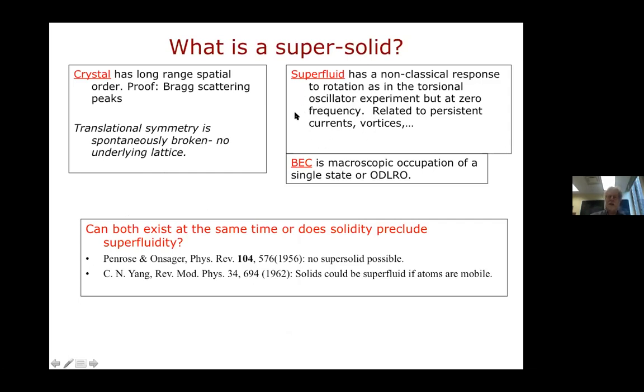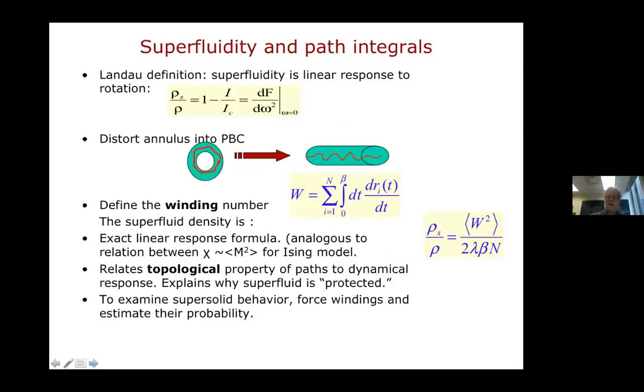And the question is whether you could get both things at the same time. Penrose and Onsager thought that that was not possible. But Andreev, a little later on, said, well, if you have ground state vacancies, then it certainly will happen.